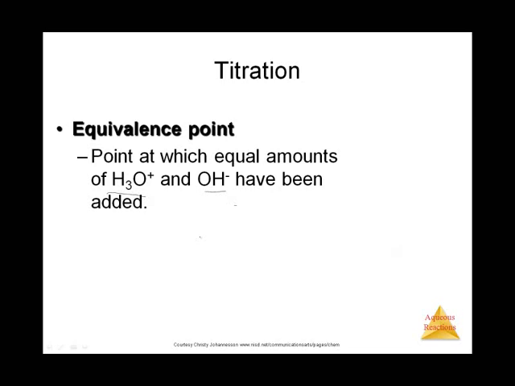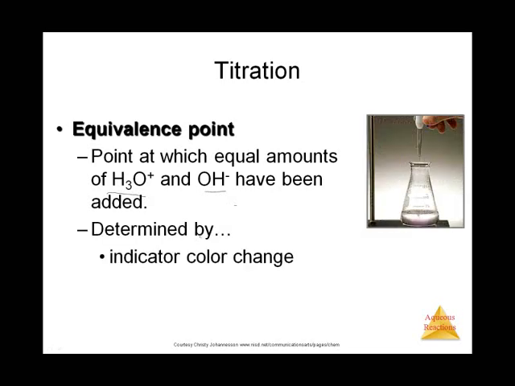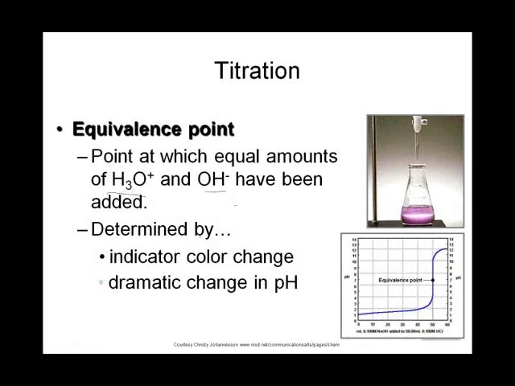The point where they're equal. And there's two ways of determining whether or not you've reached that point. One is the color change. If you use phenolphthalein, when it becomes basic, it turns pink. It goes from clear to pink. Or you see this dramatic change in pH. So you could use a pH meter and look for when you get this spike.